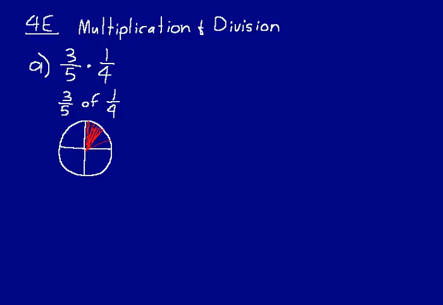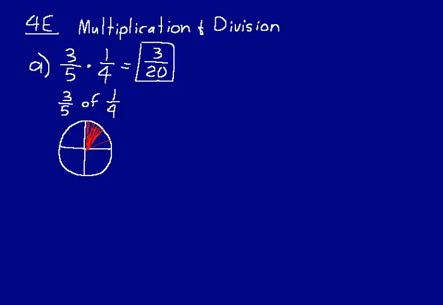And so that would represent 3/5 of 1/4. So 3/5 of that 1/4 section, and the way we figure out numerically what that equals is we just multiply numerators together. 3 times 1 is 3, and then multiply the denominators. 5 times 4 is 20. So 3/5 of 1/4 is equal to 3/20. So 3/20, that's a fraction of the entire circle.